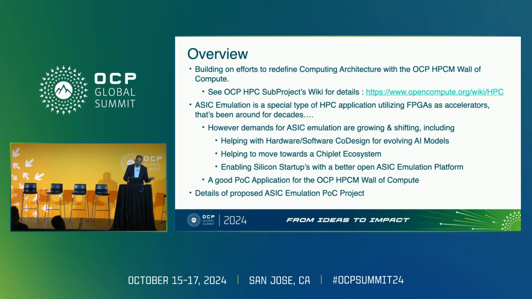One of the big things, if you follow the hardware-software co-design tracks that OCP has been working on for evolving AI models, is that a big emulation platform where you can emulate a complete chip along with your software gives you a great advantage on getting the hardware right before taping out a very expensive ASIC. This could help towards moving to a chiplet ecosystem. I'll touch on that. And it's really enabling these silicon startups with a better platform.